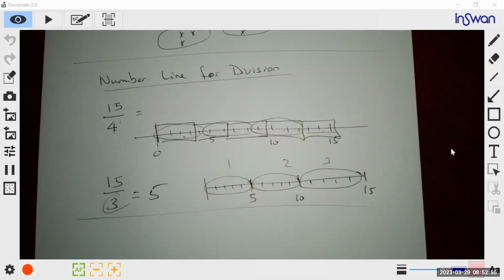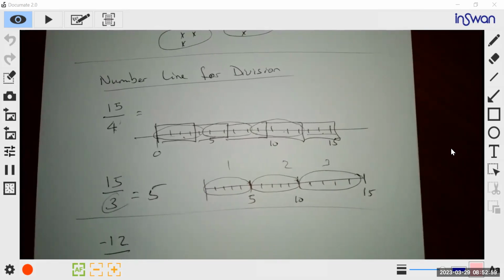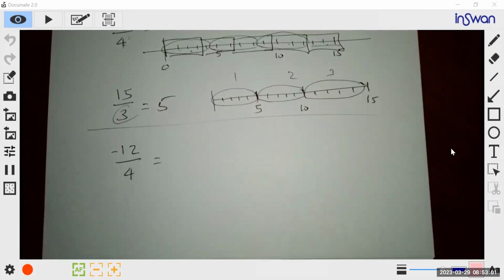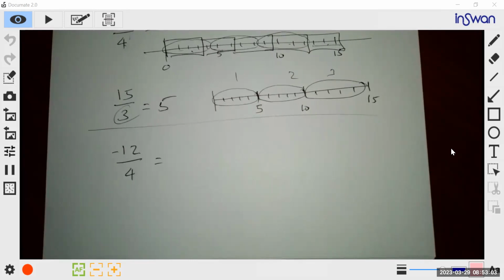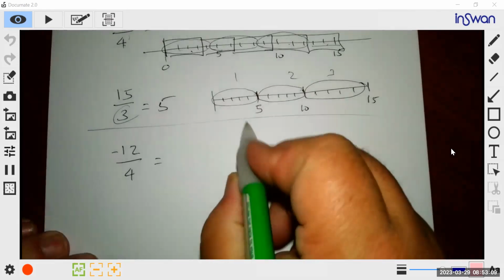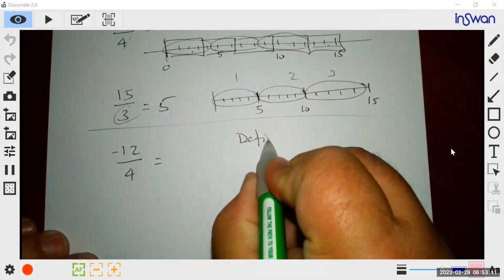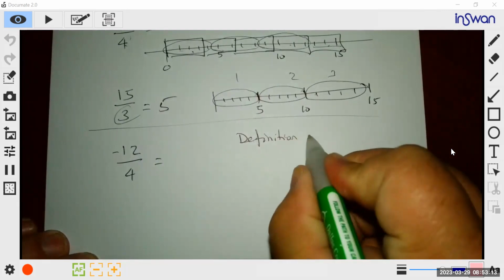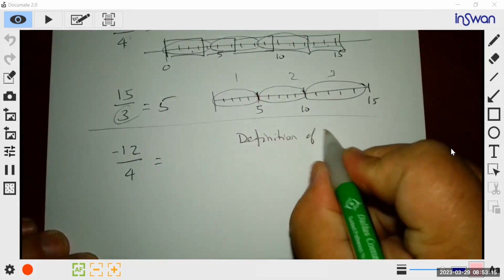What about signed numbers? Negative 12 divided by 4. We have to look at the definition of division.